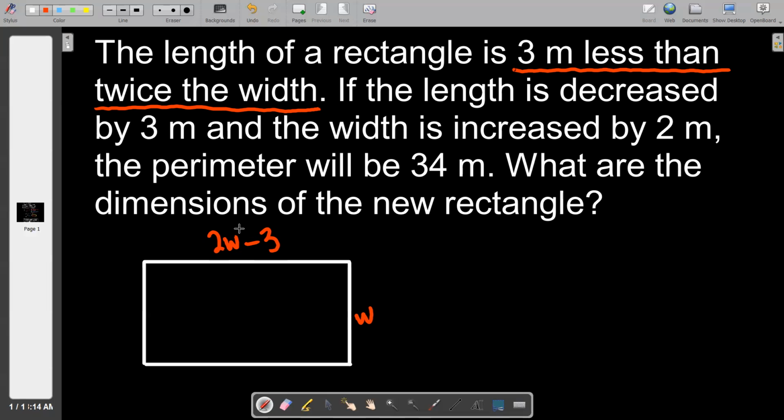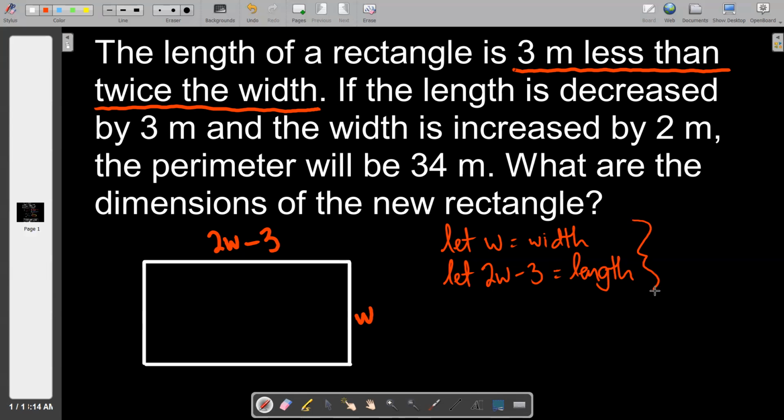All right, now it's time to perform the change. Let's go ahead and declare some variables before we make the change. So we're going to let W equal the width. And of course, we already know we're going to let twice W minus 3 equal the length. And make sure we understand here, put a little comment that these are the dimensions of the original rectangle.